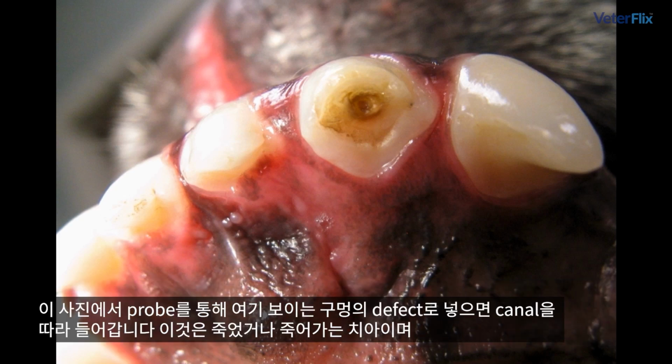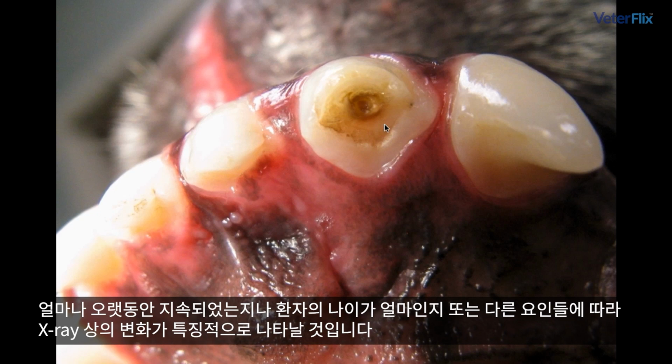So in this example, if we're able to take a probe and place down into that defect where the hole is that you can see here, and it goes into the canal, we have either a dead or a dying tooth, and the radiographic changes are going to be characteristic depending on how long that's been present and how old the patient is, and possibly some other factors as well.